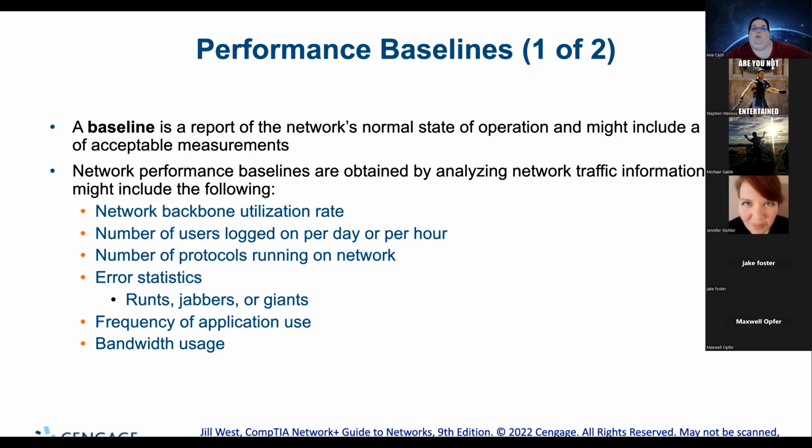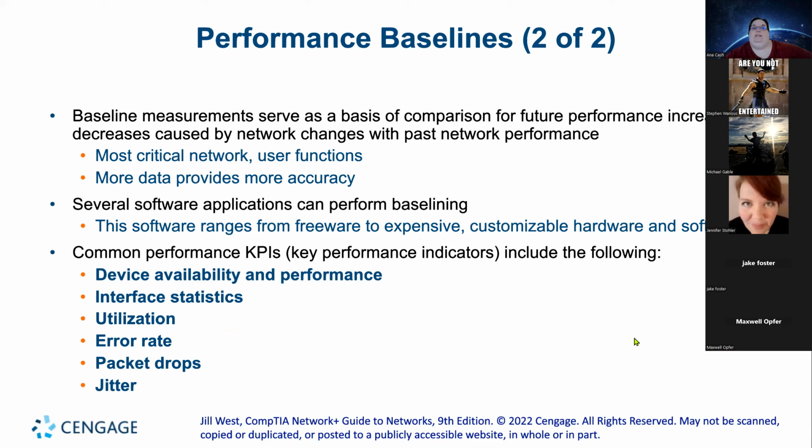Network performance baselines are obtained by analyzing network traffic information and might include the following: network backbone utilization rate, number of users logged on per day or per hour, number of protocols running on network, error statistics, those are the runts, jabbers, or giants, frequency of application use, and bandwidth usage. Baseline measurements serve as a basis of comparison for future performance increases or decreases caused by network changes with past network performance. Most critical network user functions, more data provides more accuracy.